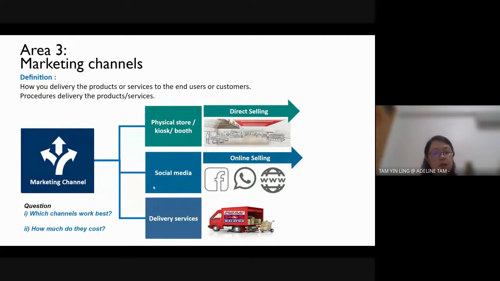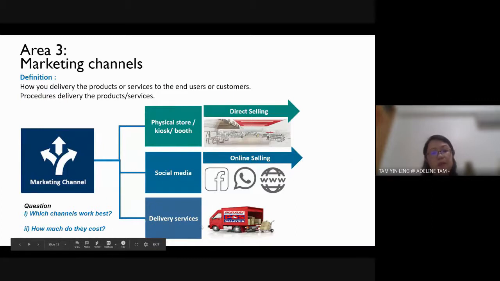Then you can consider social media. I sell it online and then I deliver myself, or I get a runner to deliver for me. Let's say you are selling near your neighborhood, you bake biscuits earlier, and then you ask your neighbors, your auntie, your uncles, your relatives, whoever nearby, whether they want to buy your product using Facebook, WhatsApp, website, whatever method. Then after that, you deliver them one by one. So you can consider also using a social media channel, then you sell it by yourself.